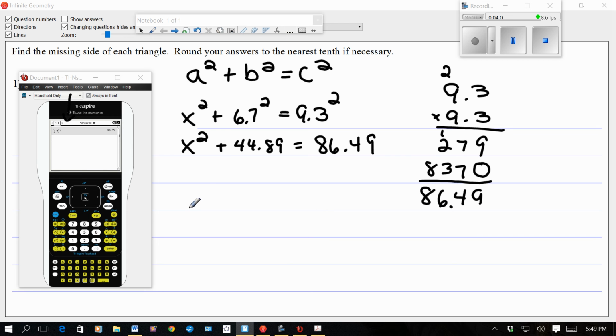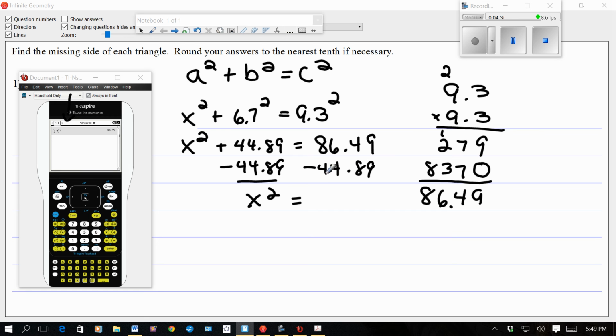So now I want to get x by itself. That's my goal. I'm adding this number, and it is a positive number, so I subtract the same number from this side to get x squared all by itself. Remember, if you take away 44.89 from this side, you have to come over here and do the same thing.